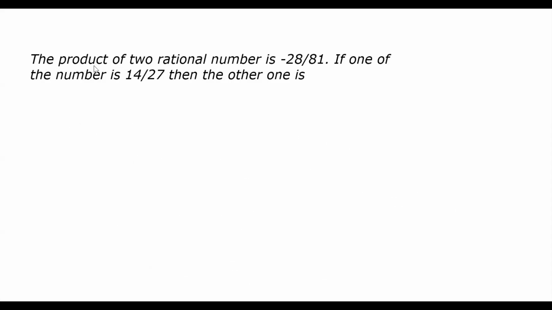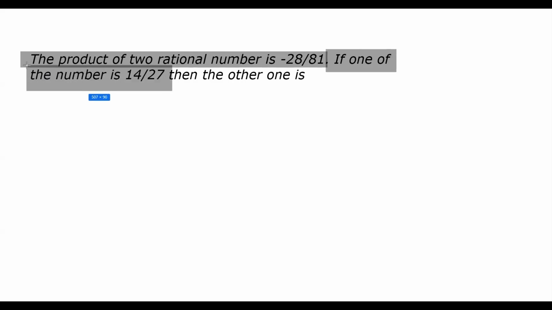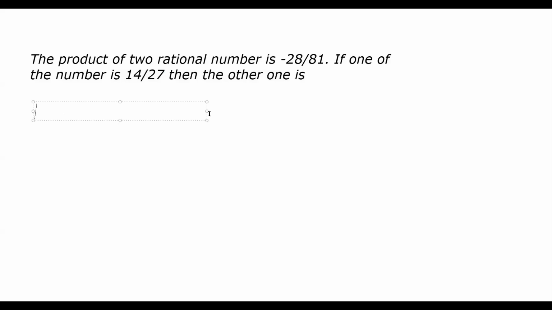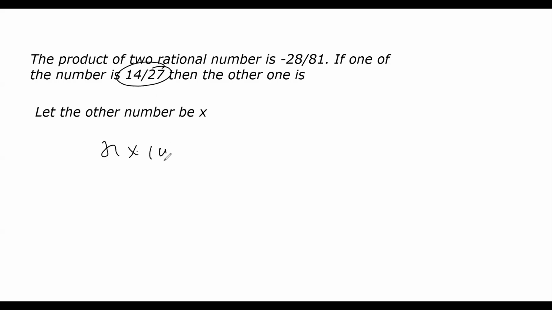Now in the next question, it says that the product of two rational numbers is negative 28 over 81. If one of the numbers is 14 over 27, then find the other number. So we will take the other number as x in this case. When x is multiplied with one of these numbers, 14 over 27, that results in the product.